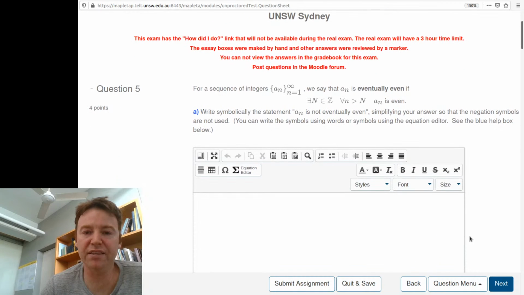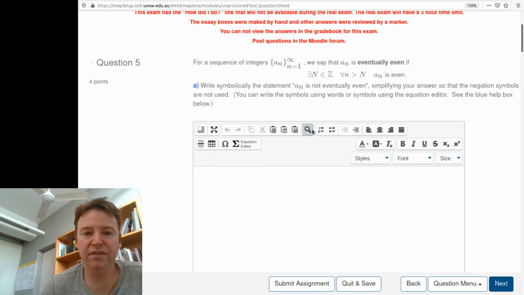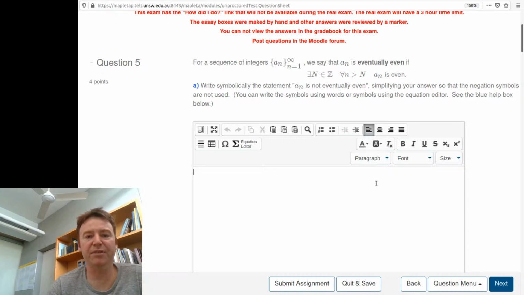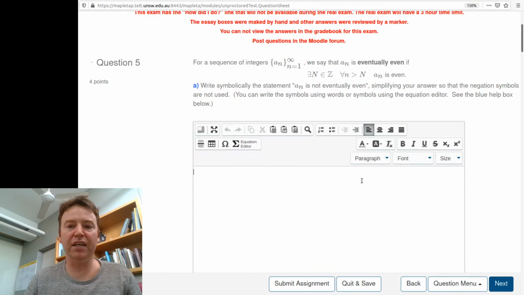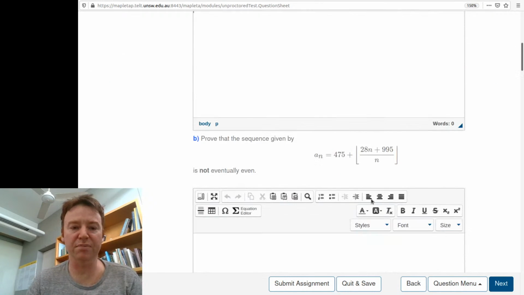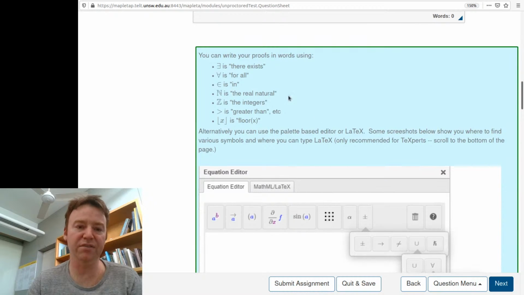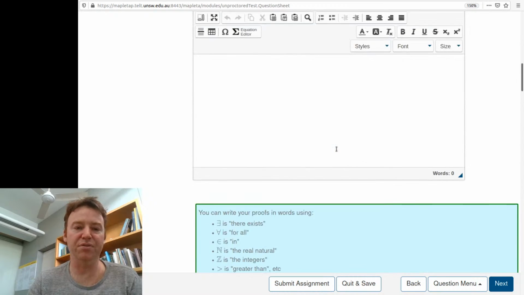For a sequence, we say that it is eventually even if there exists an n, which is an integer, such that for all integers greater than n, the term is even. It doesn't specify n is an integer, but I'm assuming it is. Write symbolically the statement A is not eventually even, simplifying your answer so the negation symbols are removed. And there's a blue help box on how to do your stuff.